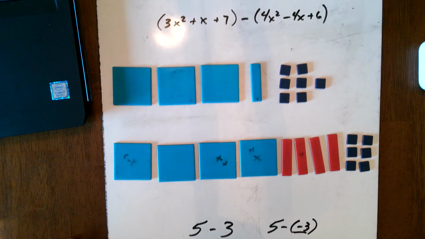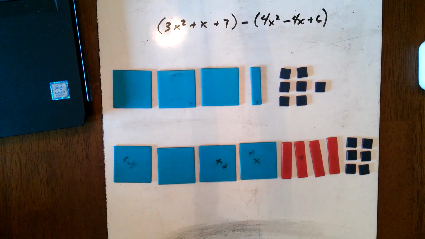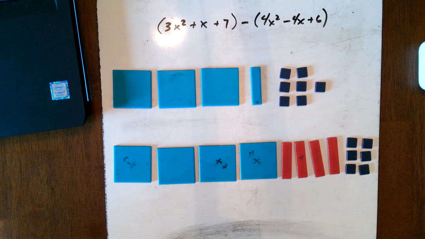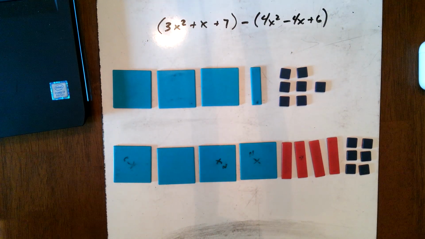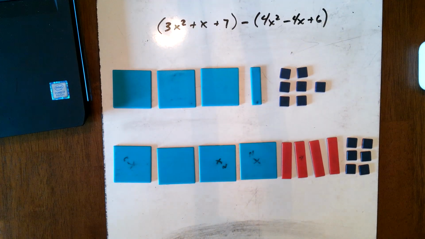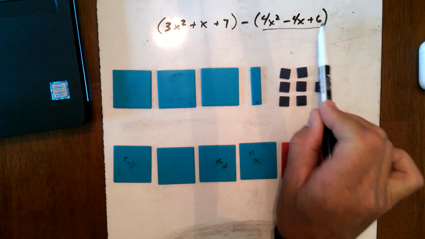Here is the initial problem on the very top, and it's 3x squared plus x plus 7. I have that in parentheses, and we're going to subtract the whole polynomial, 4x squared minus 4x plus 6. We're going to subtract them from one another. So if we think about the concept we just talked about, instead of subtracting, we're going to add the opposite. We need to take the opposite of everything inside of here, okay?